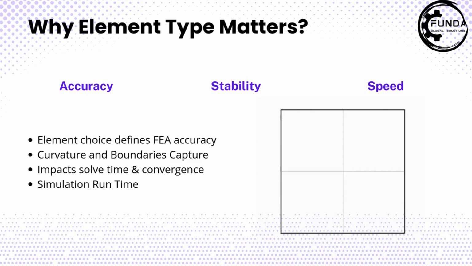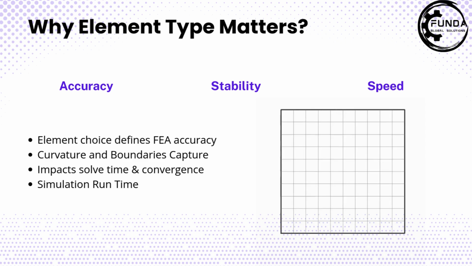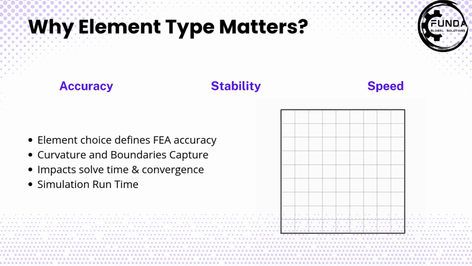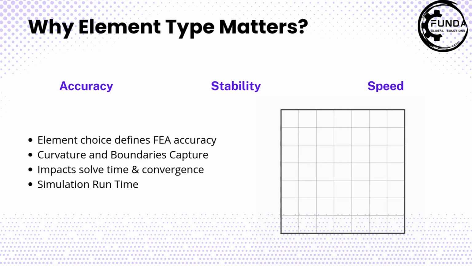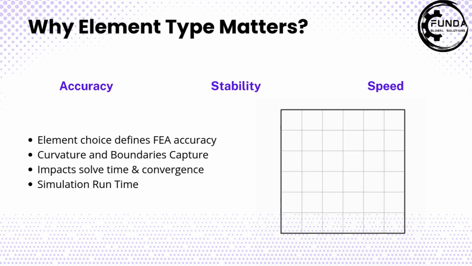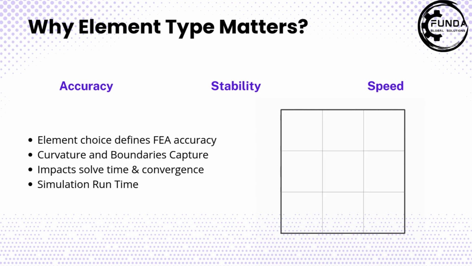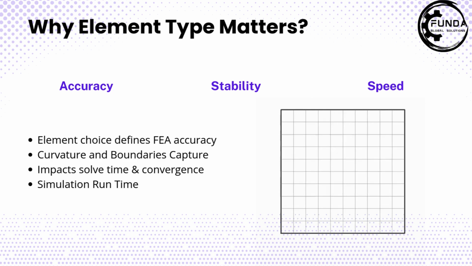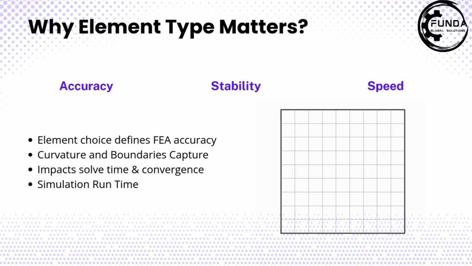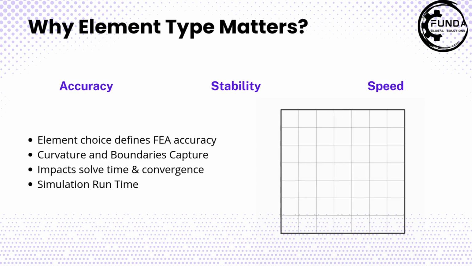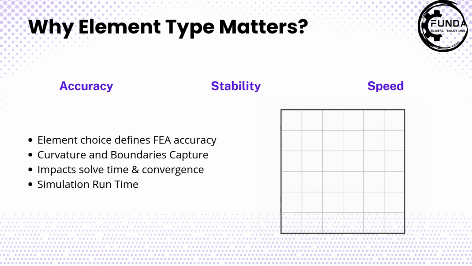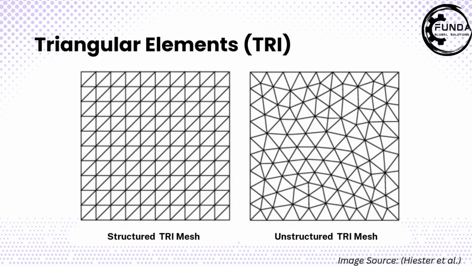Before we actually mesh anything in ANSYS, it's important to know what each element type means and when to use it. The element type controls how curvature and boundaries are captured, how stable and accurate the solver becomes, and finally, how long your simulation takes to run. That's why choosing the right element is not just a meshing choice, it's an engineering decision.